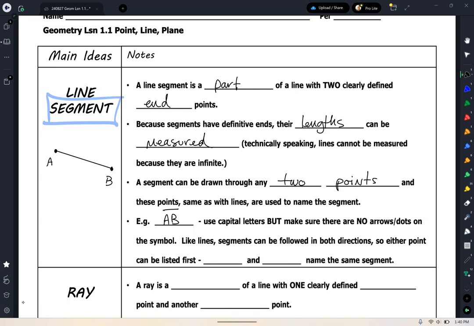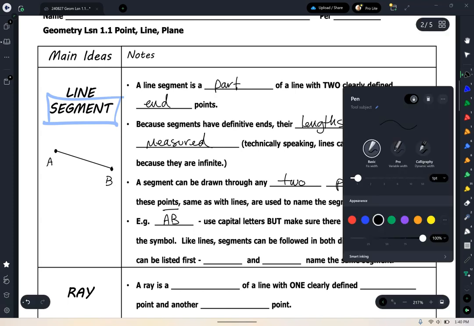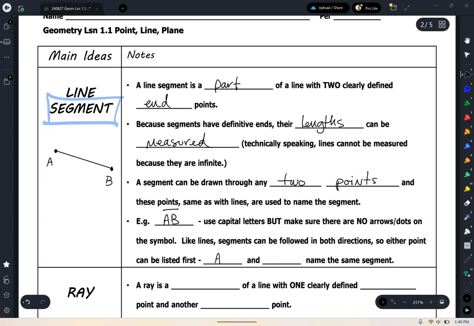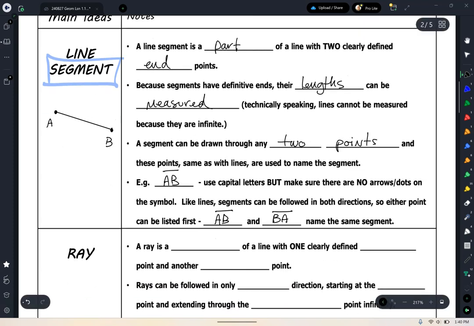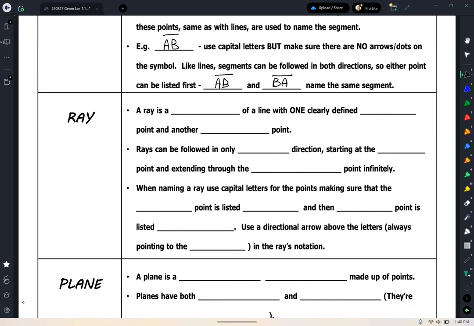Okay? All right, now, just like with lines, segments can be listed in either direction. So this could be called segment AB, or it could be called segment BA. Either one is fine. Okay, good. Let's talk about the one that students kind of get a little confused with, a ray. What is a ray? Well, a ray is also part of a line. It has one clearly defined endpoint and another anchor point.